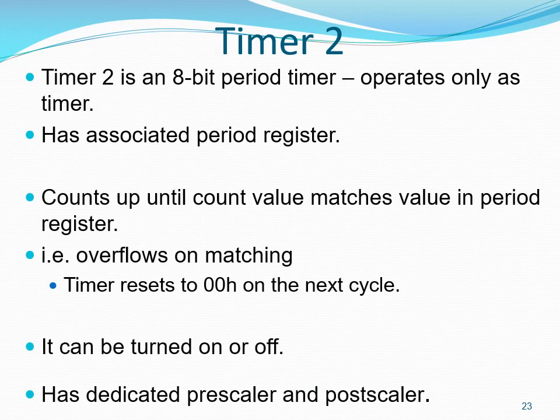Timer 2 is an 8-bit period timer. It only operates in the timing mode. In addition to the timer register, Timer 2 has an associated period register. The timer counts pulses as they are received from the oscillator until the value in the timer register matches the value in the period register.